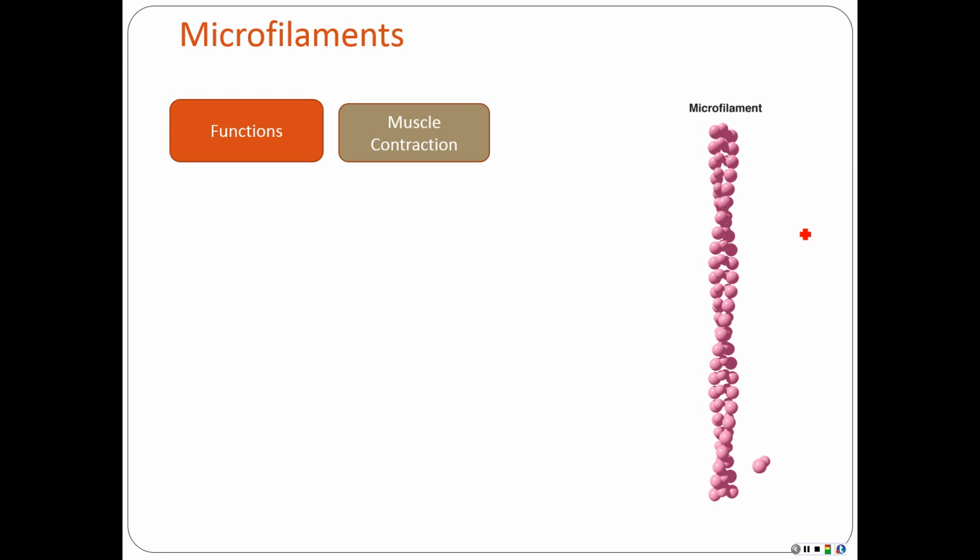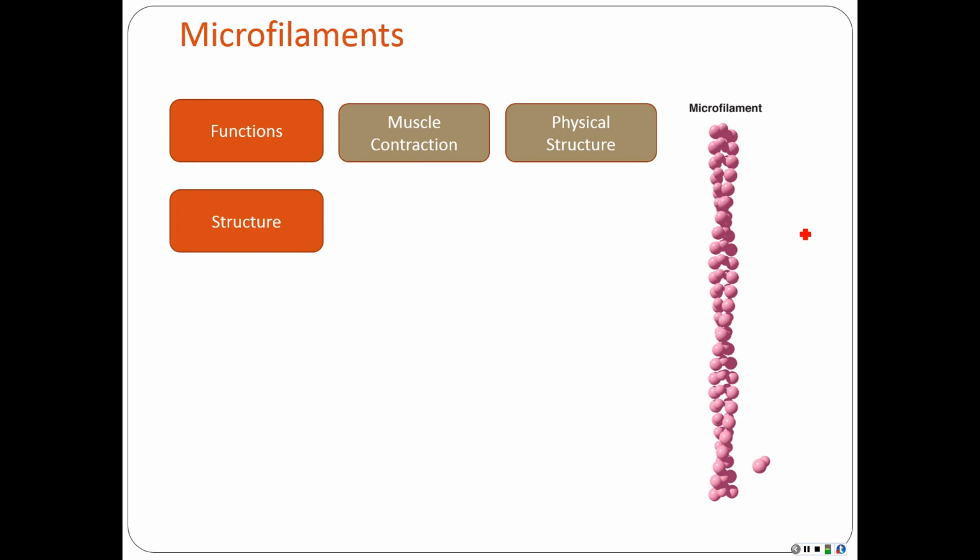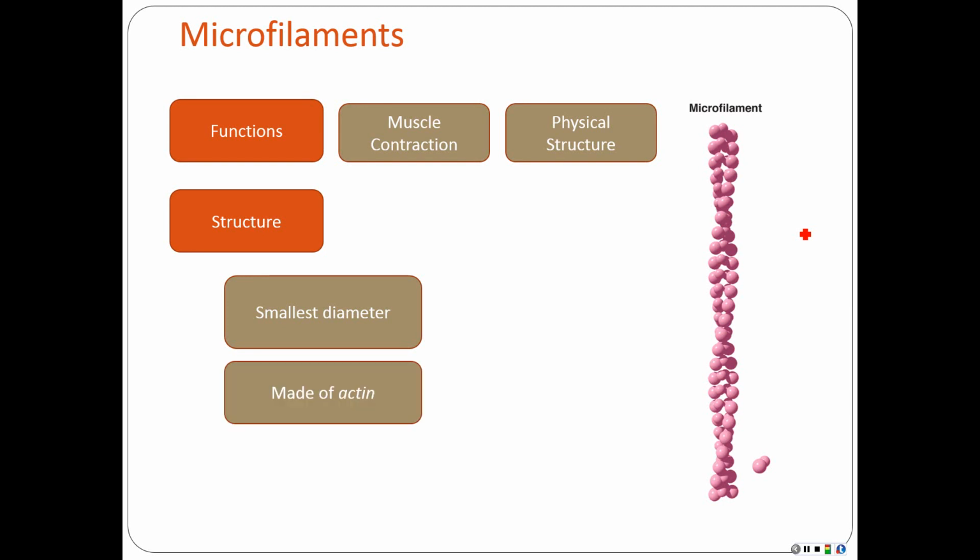These are really important in muscle contraction in your skeletal muscles, and they also give physical structure support to some cells, like in your digestive system. You have these projections called villi that project out to increase surface area to promote increased absorption, and so these projections stick out due to these things called microfilaments inside of the cell. These have the smallest diameter of the three filaments, and the protein that makes up the microfilaments is called actin.